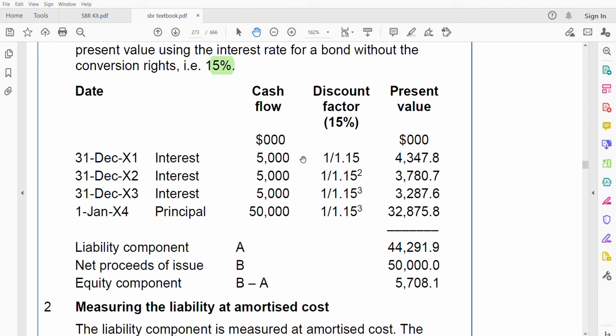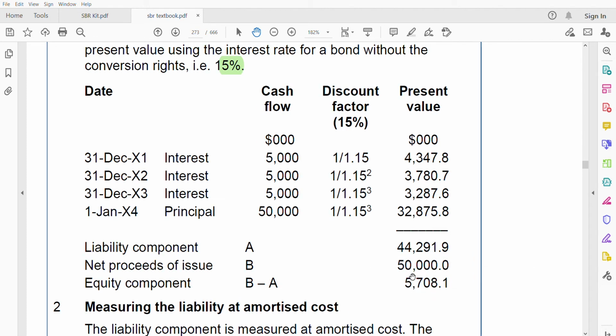So you multiply the cash flow with the discount factor, and you get the present value. Add the total. The total is the liability component. And what is the net proceed of issue? What is the amount of the bond? It is given in the question, 50 million. So 50 million minus this, the equity component is the balance. You see, it's very easy. Compound instrument is not at all hard.